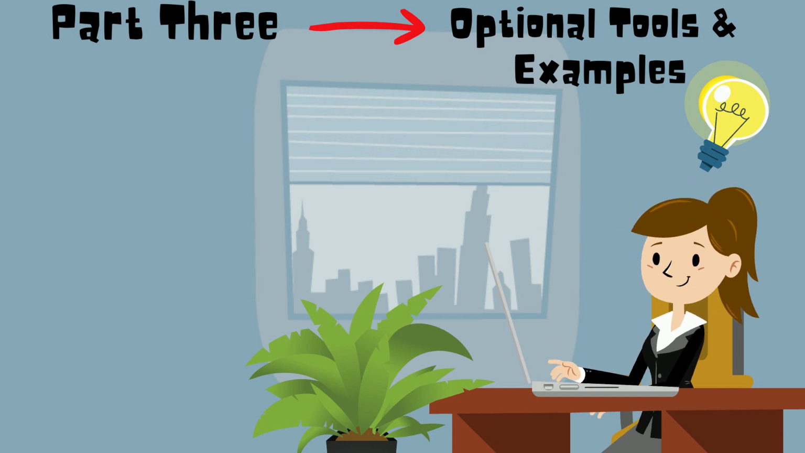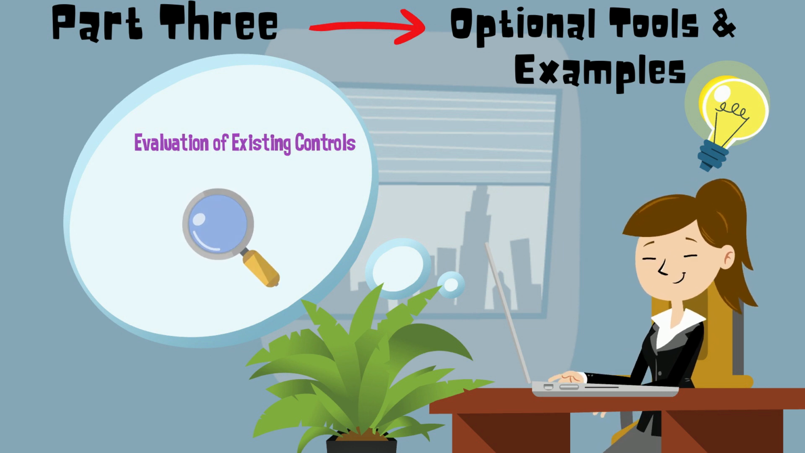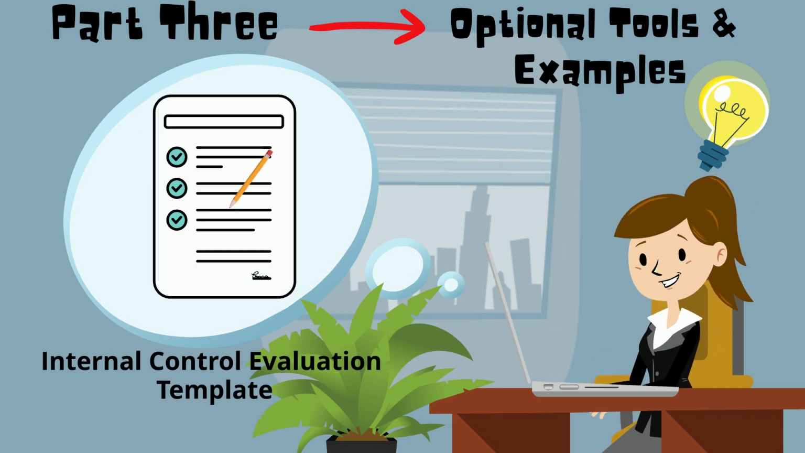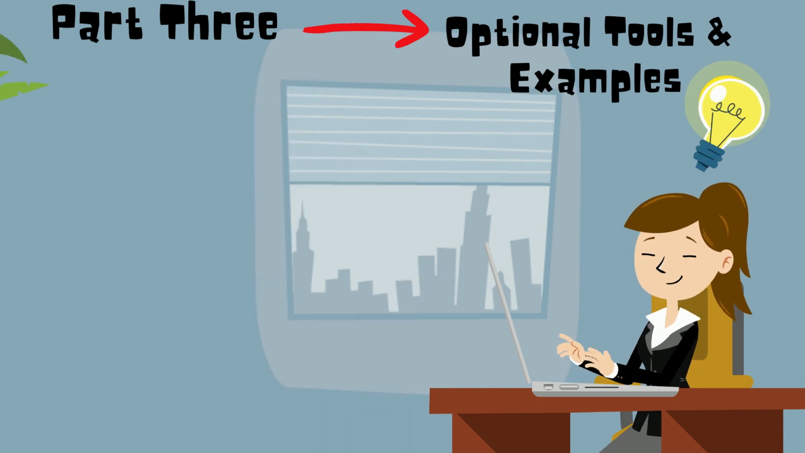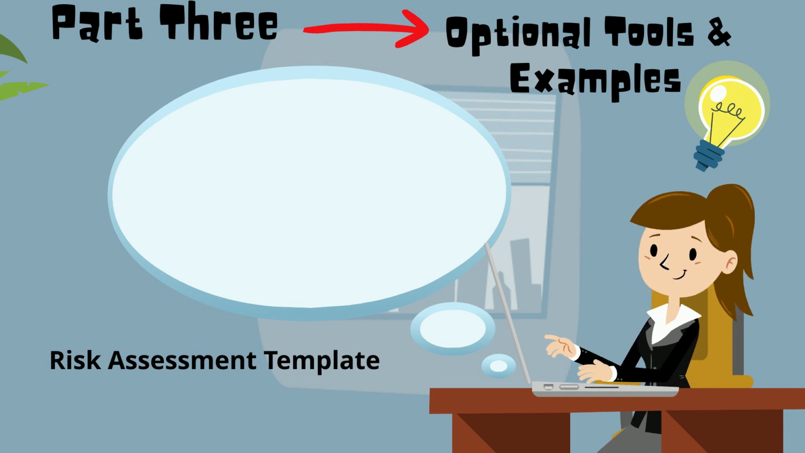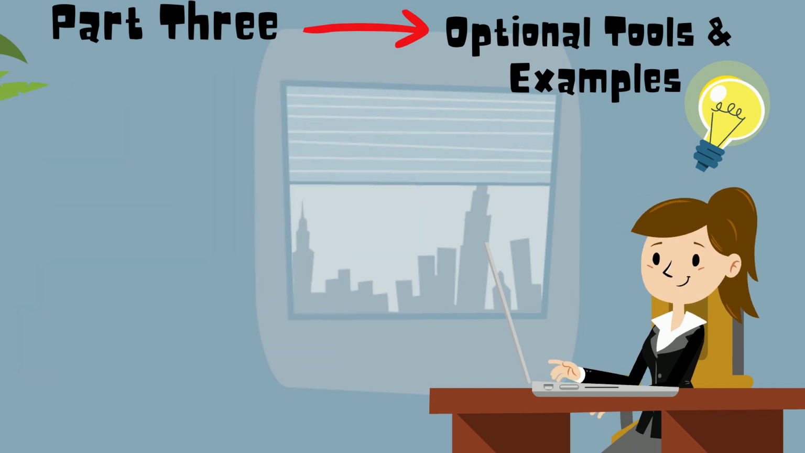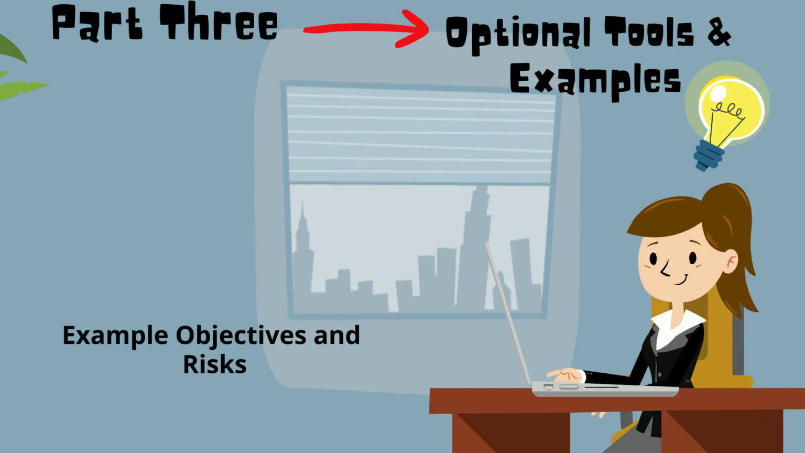When it comes to evaluating the overall internal control structure, an internal control evaluation template is provided for each component with a review of common best practices. Another optional tool is the risk assessment template, which may be used to document agency objectives and risks to objectives, including management's response to identified risk. To give you some ideas, example objectives and risks for major transaction areas are also provided in Part 3.